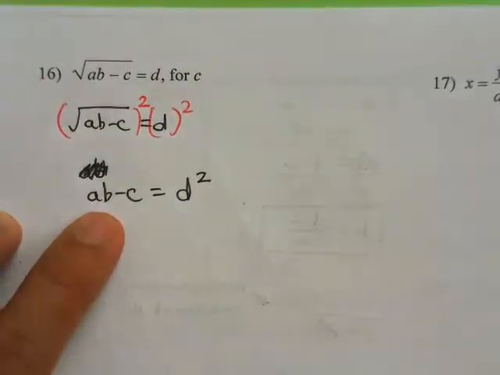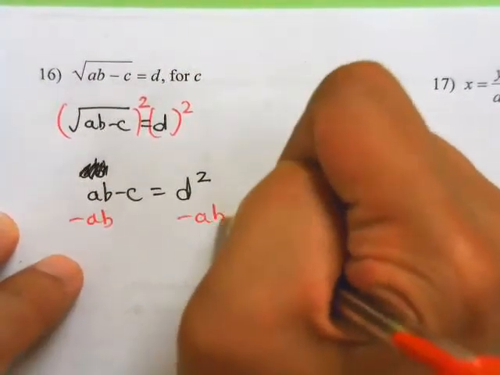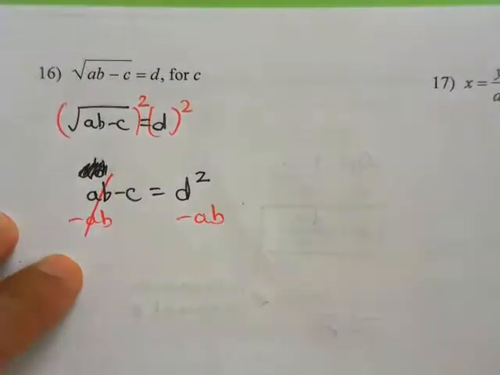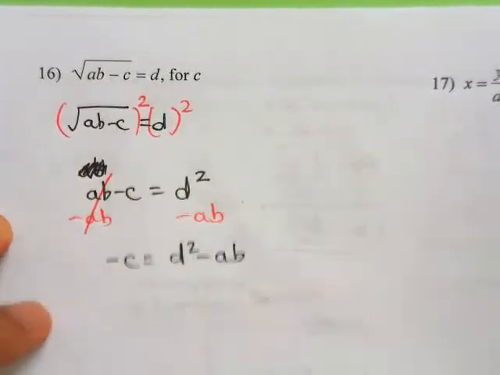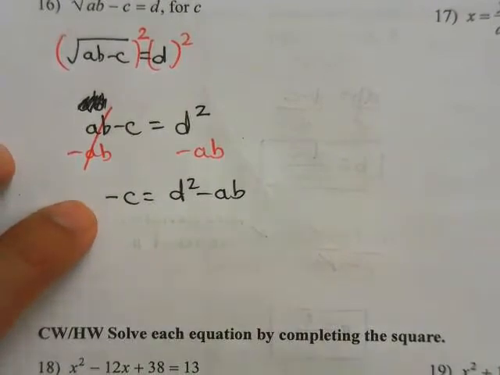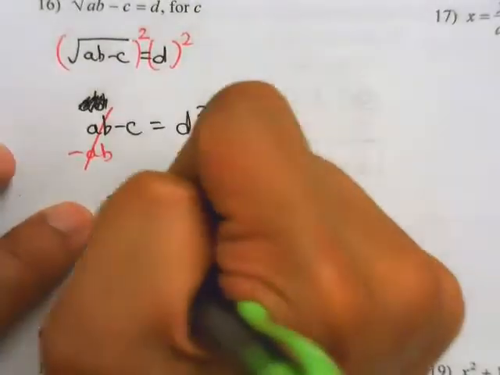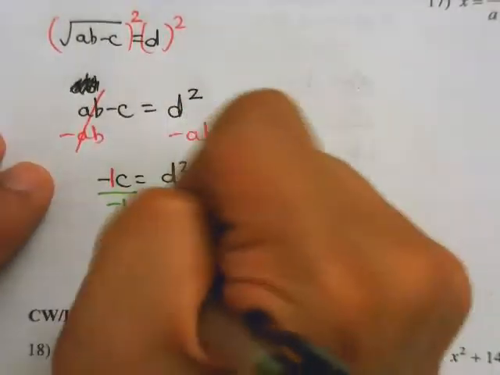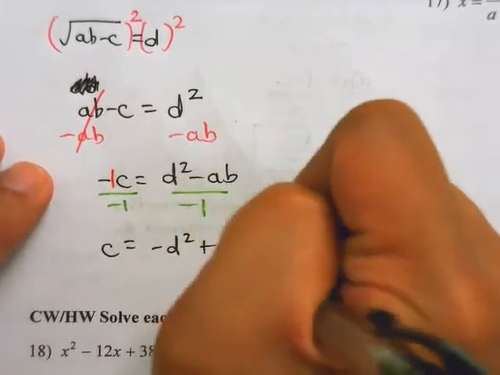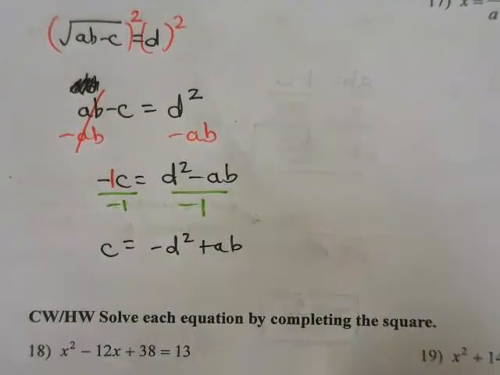Okay, from here, let's solve for c. So I think I'm going to subtract both sides by ab. We're almost done. Negative c is equal to d squared minus ab. Okay, and then there is a negative 1, so I'm going to divide everything by negative 1. C is equal to negative d squared plus ab. Or you can go ab minus d squared. It does not matter. It's the same thing.